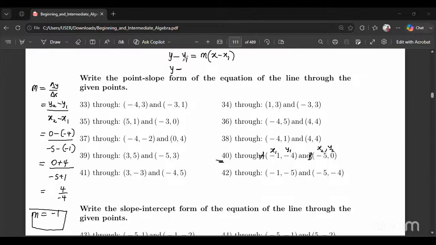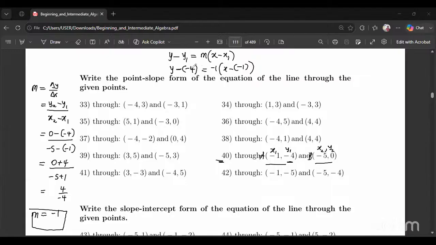So we put in the point y1. The point y1 is negative 4. So we have negative 4 here. And the slope is negative 1. And x1 is negative 1. Again, you can use any of these points. As far as the line is passing through them, it's no problem. You can use any of the points.